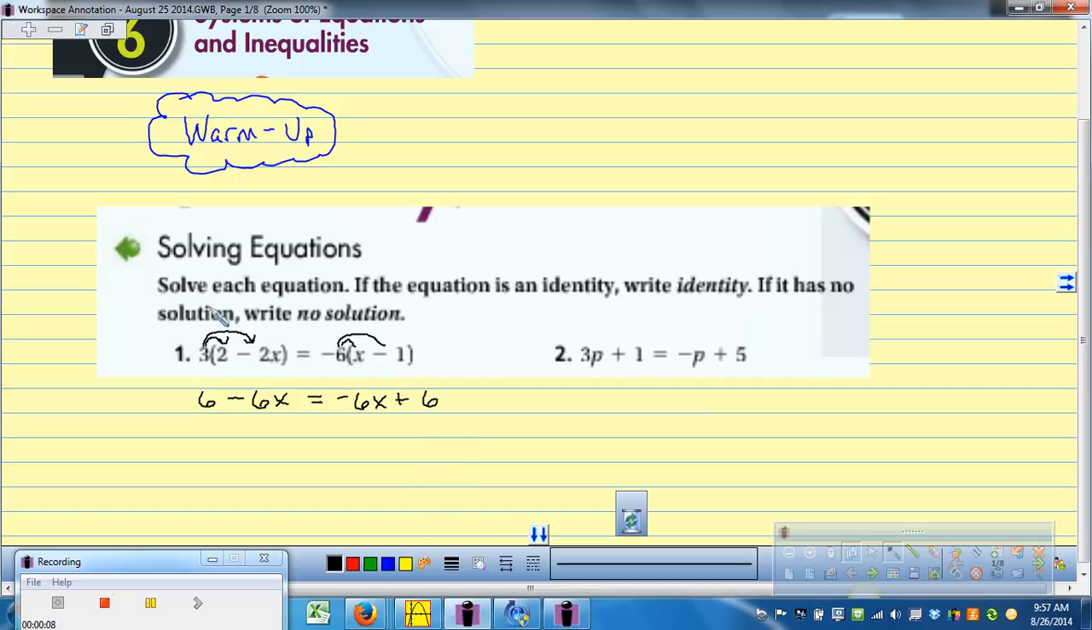Okay, notice in the directions it says solve each equation. If the equation is an identity, write identity. Identity is when the x's all go away and we get something like 6 equals 6, or 12 equals 12, or 3x plus 4 equals 3x plus 4. When it comes out to look like that, it's called an identity. So, what do you want to do here?